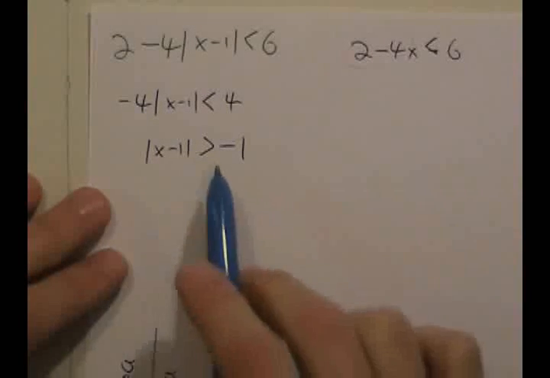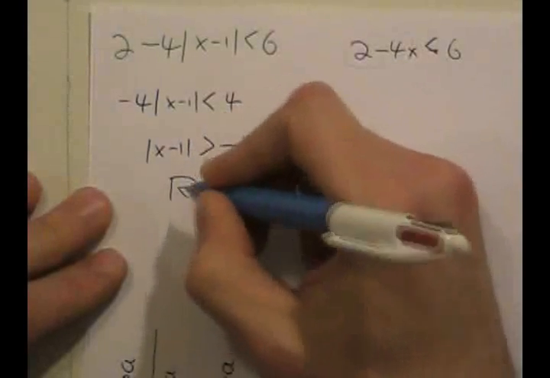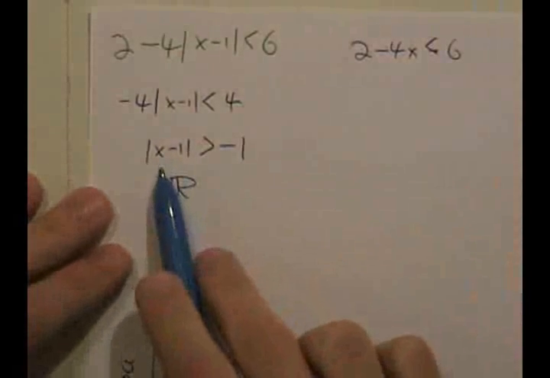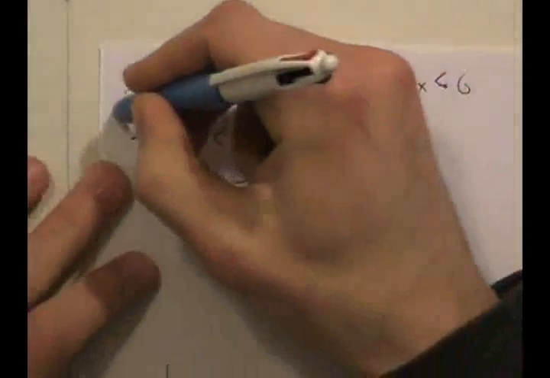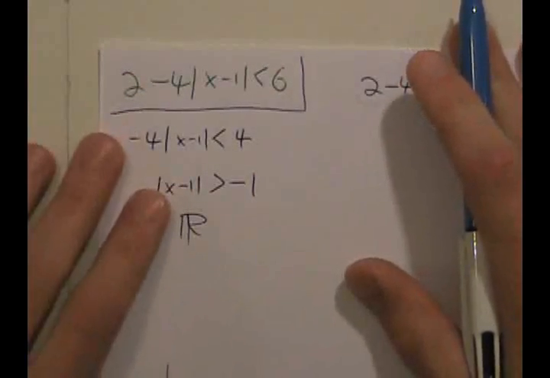So at this point, we're free to say all real numbers, because anything that we substitute in for x is going to make this statement true, which means that anything that we substitute in for x in the original must also be true. Now, why is that so?